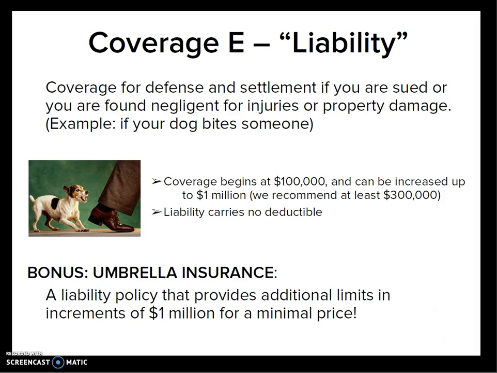The bonus item to this is going to be umbrella insurance. An umbrella policy is a liability policy that provides additional limits in increments of $1 million for a minimal price. This is imperative to speak with your independent insurance agent about, because not only can it provide you extended umbrella coverage for your home, it can also go over other items such as your auto, any kind of investment properties, etc.